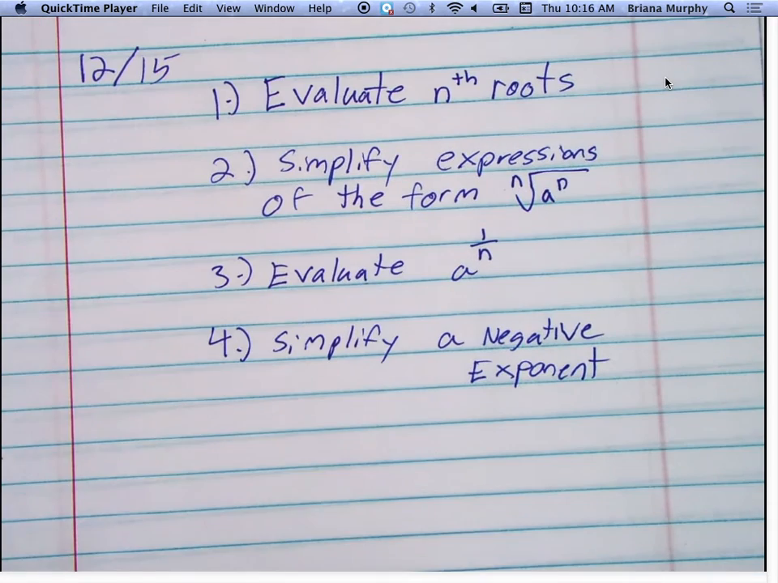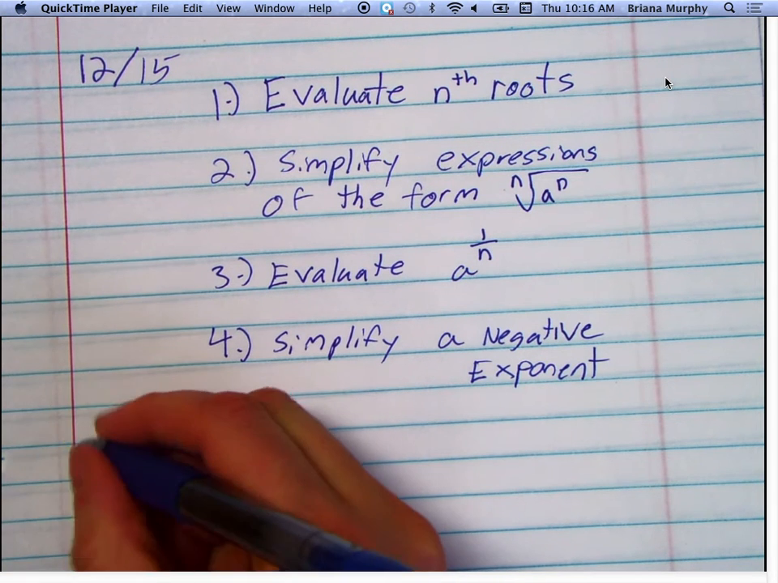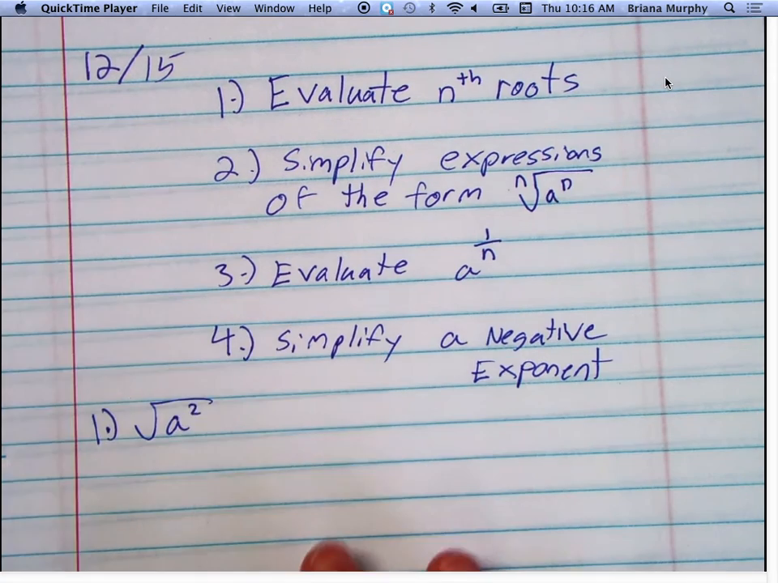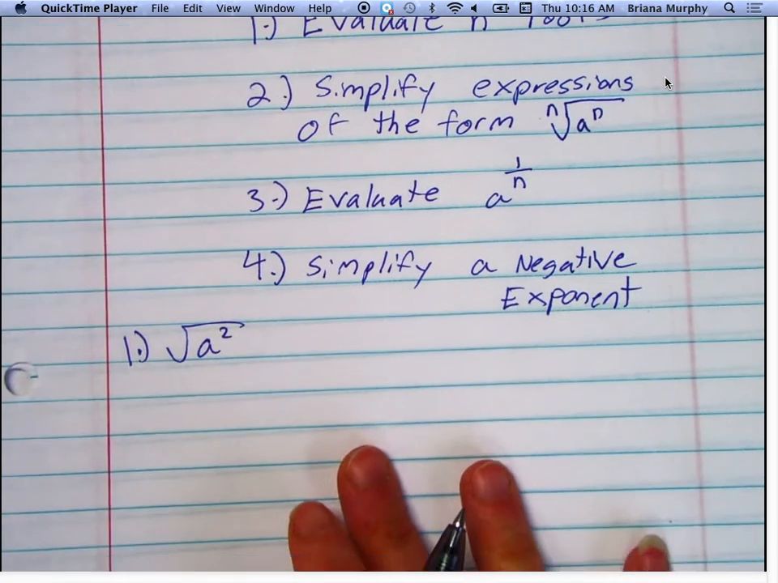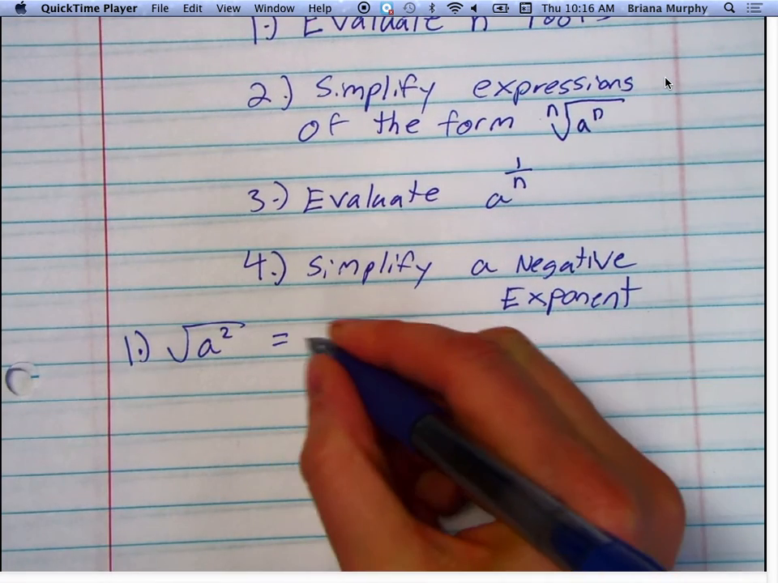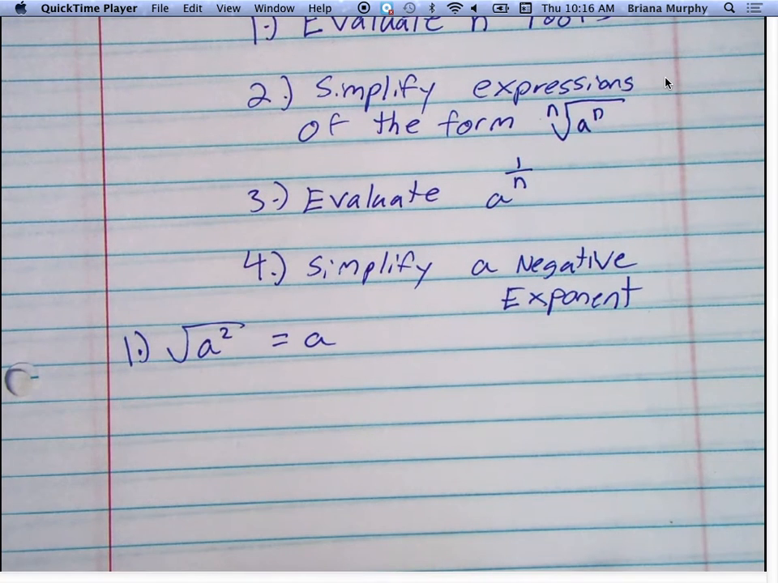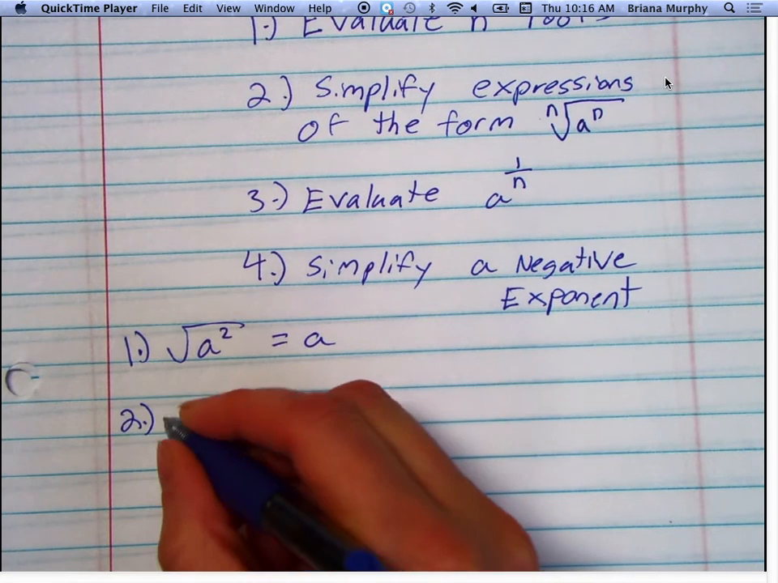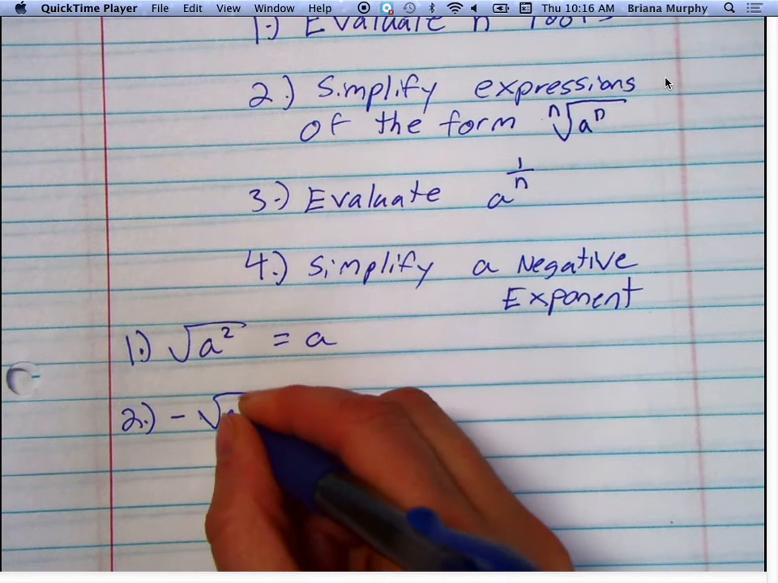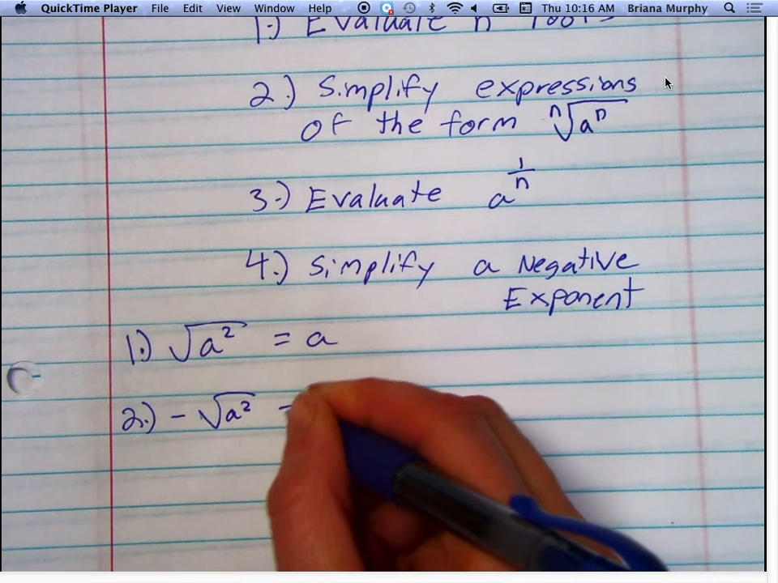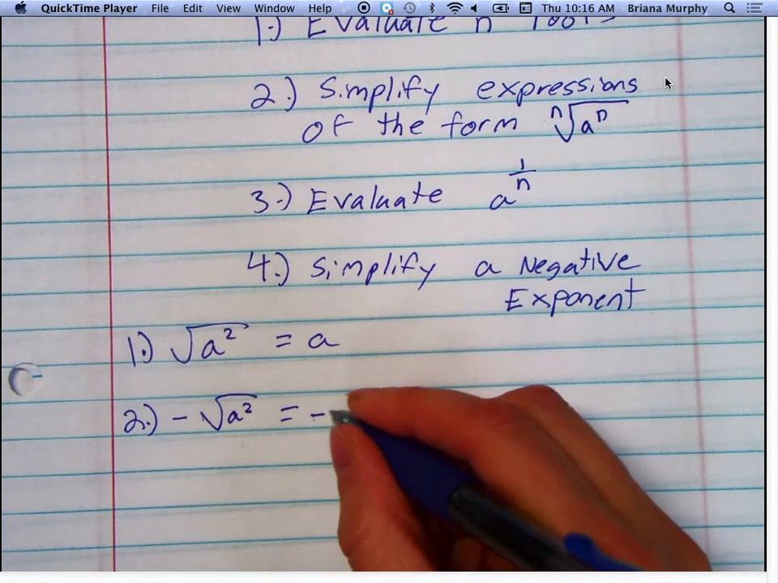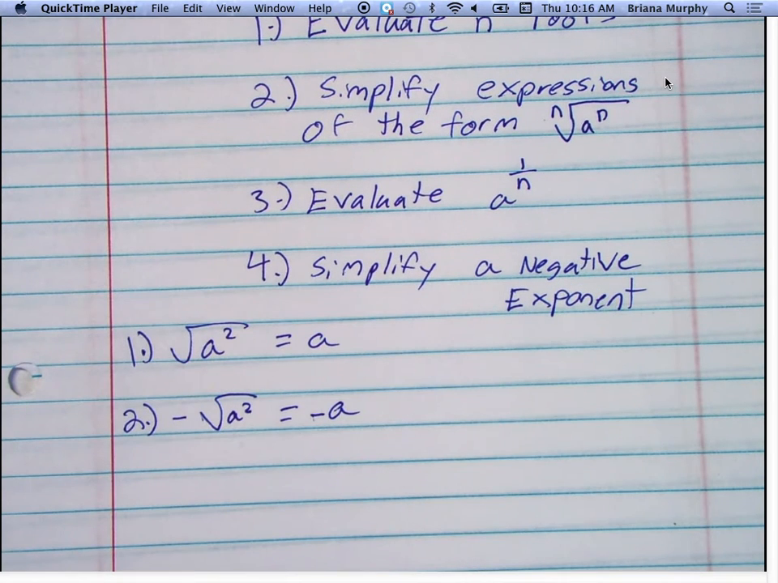Okay. So the first thing I'm going to try is, what if we had a squared square rooted? What would we get, guys? A. That's it. They cancel each other out, right? What if I get negative a square rooted squared? What do I get? I get negative a, right? Because that negative is on the outside.